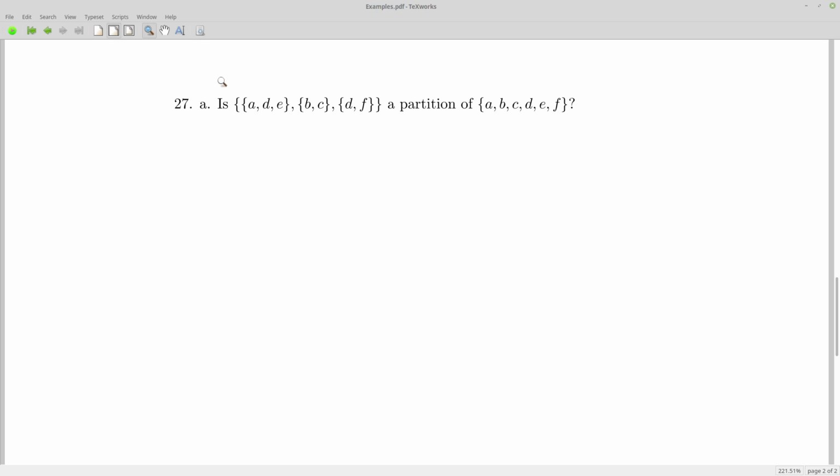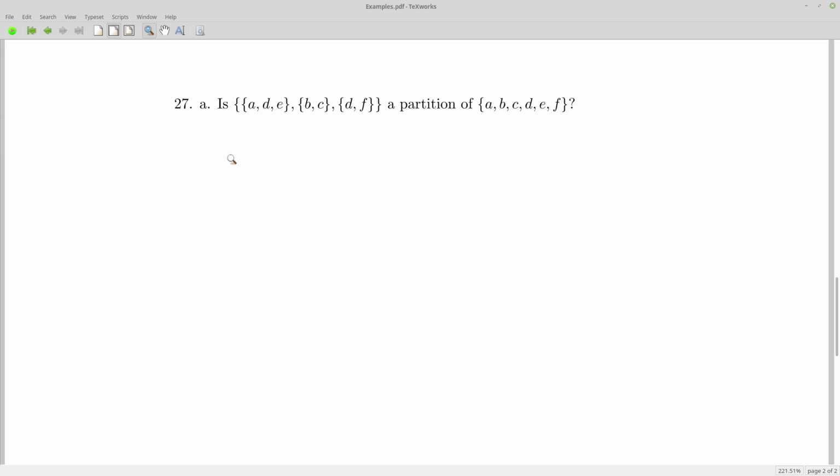First of all, 27 has many parts. We're just going to do part A. And 27 appears in your homework, so you'll do some of the other ones. There is another part of this that the book answers in the back, so you can get a little help with. I think it's part D, if I'm not mistaken. But the others you need to figure out on your own.